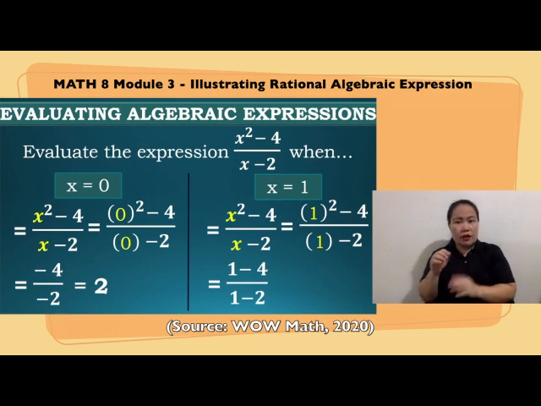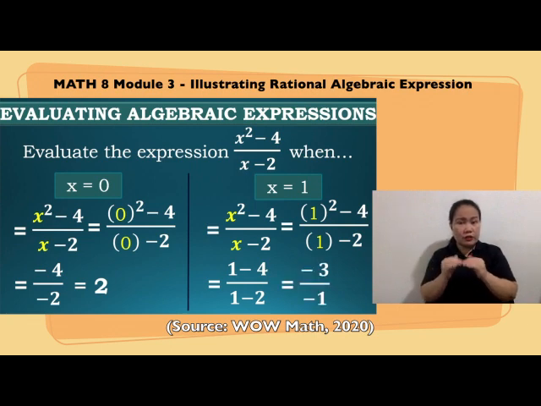Your 1 squared is 1 minus 4. Your denominator will become 1 minus 2. So, this is negative 3, and then 1 minus 2, that is negative 1. As you can see, our denominator is negative 1. Since this is not 0, therefore, this is an algebraic expression. Negative 3 divided by negative 1, that is positive 3. As you can see, ang mga denominators natin ay hindi siya nag-0. So, ibig sabihin, x squared minus 4 all over x minus 2, kapag ang value ng variable natin ay 0 and 1, it will not make the expression undefined.